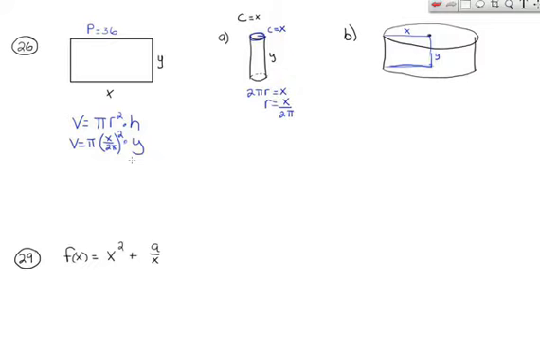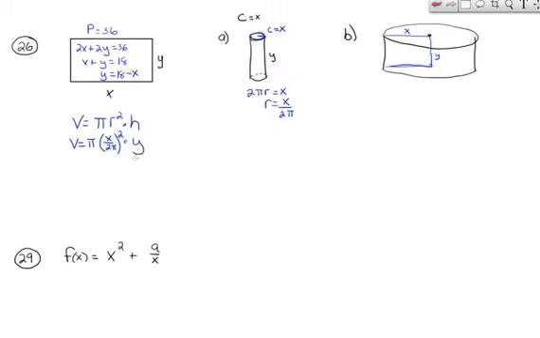Alright, so now I've got volume, but I still have two variables, so I still need to convert x to y or y to x. And I think I want to convert the y to x. And that's where we go back to our rectangular sheet, and we realize the perimeter is 36. So we know that 2x plus 2y is 36, or x plus y equals, divided by 36 would be 18. So let's say y equals 18 minus x.